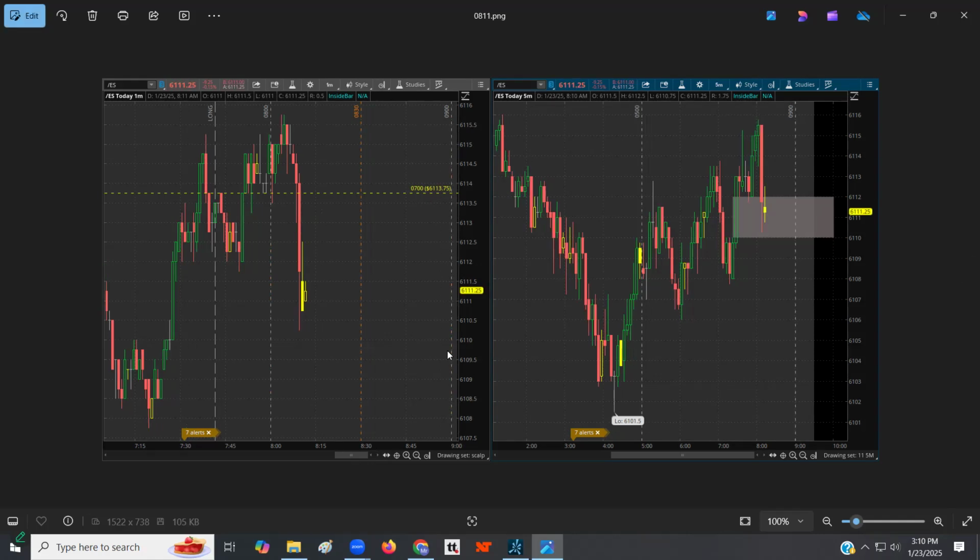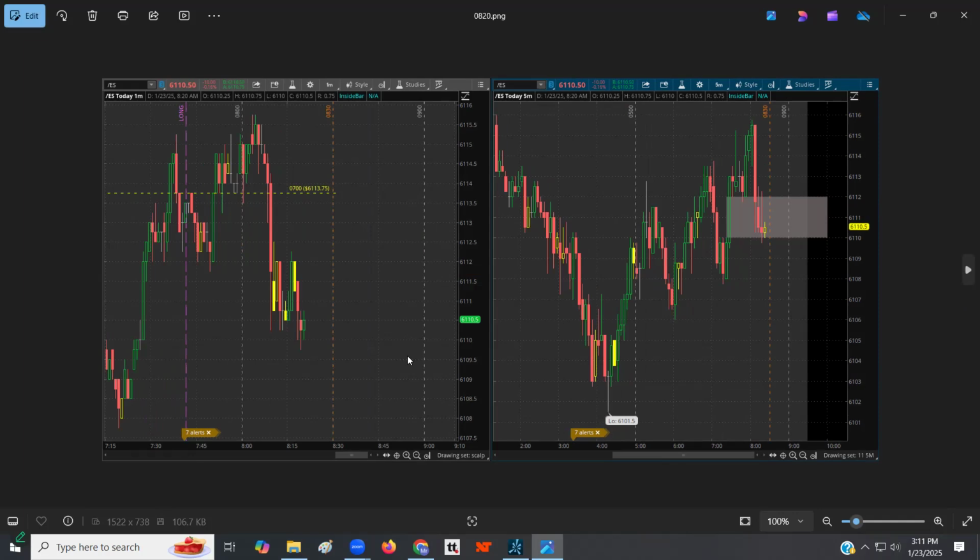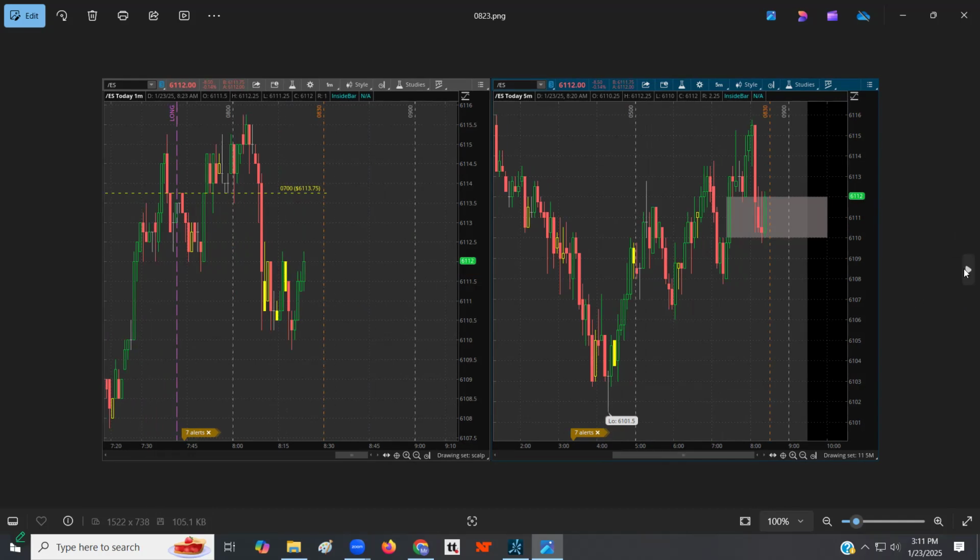0811. Look at the 1 minute chart. Inside candles forming, buyers stepping in. 0820, buyers stepped in, and we went lower. 5 minute chart on the far right. The imbalance area is filled and we're about to hit the 8:30 economic news. Not cool. I don't want to be in position.